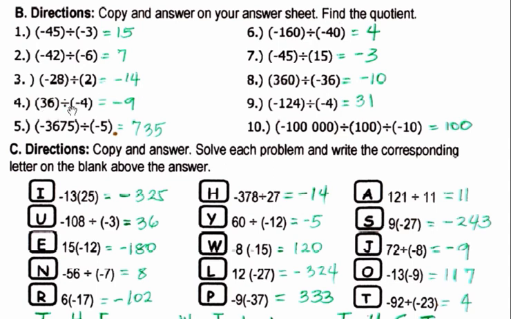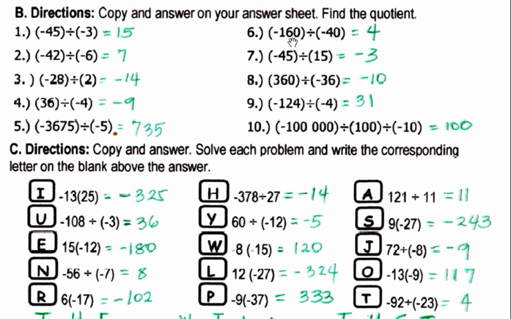36 divided by negative 4, we have negative 9. And then negative 3,675 divided by negative 5. Both are negative, so the quotient is positive. And we have to divide 3,675 by 5, and it is 735. For number 6, negative 160 divided by negative 40.